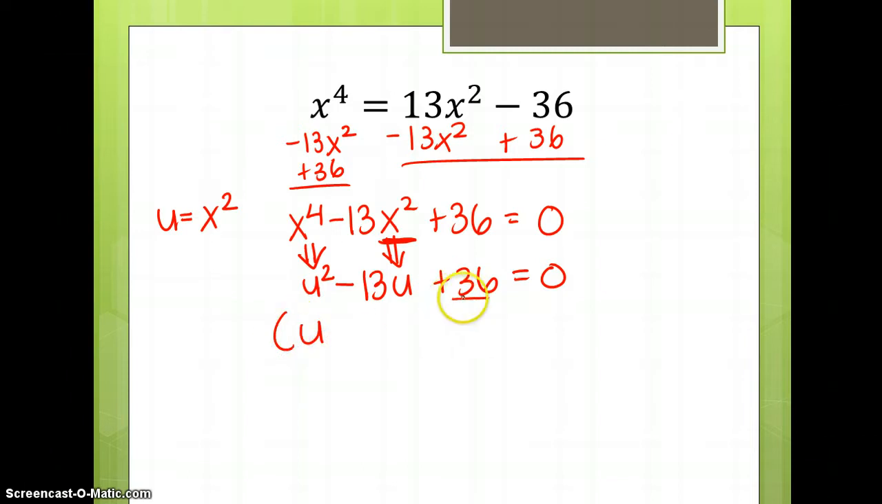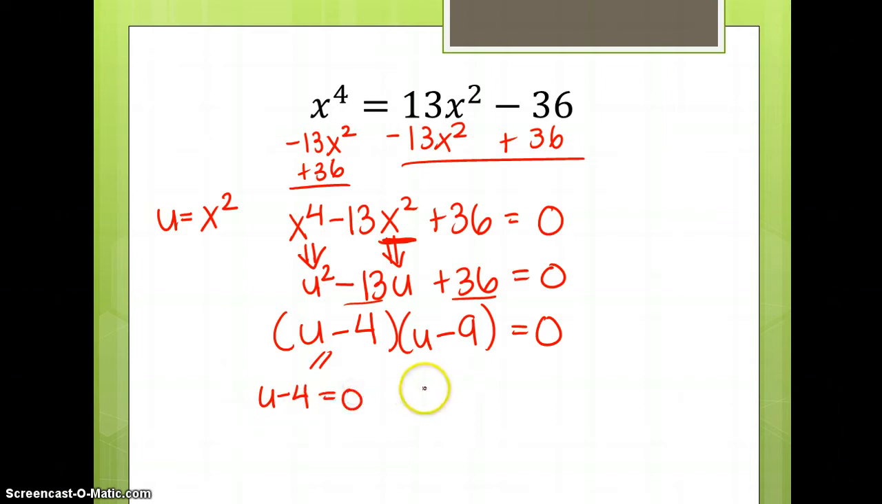So if we think about what multiplies to be 36 and adds to be negative 13, and we use u, not x, this becomes negative 9 and negative 4 for our quick factoring. Tomorrow we'll review factoring in general to make sure we're all good on this. But when we factor this, we can then say u minus 4 equals 0, or u minus 9 equals 0.